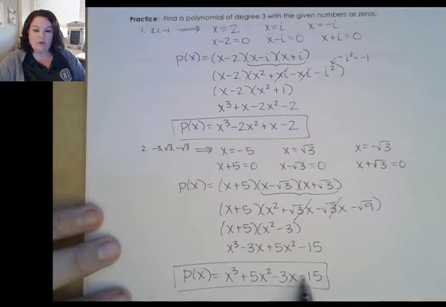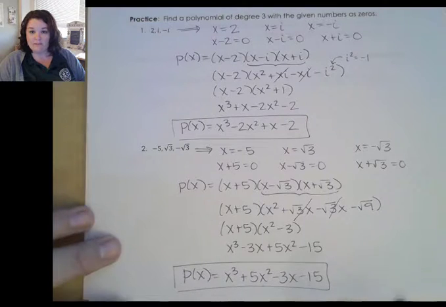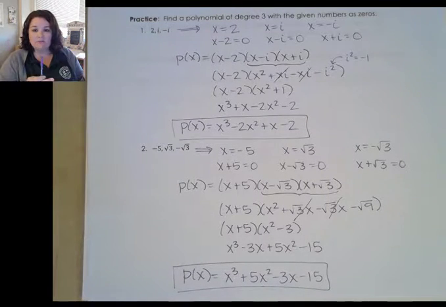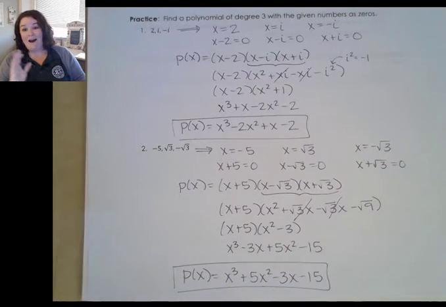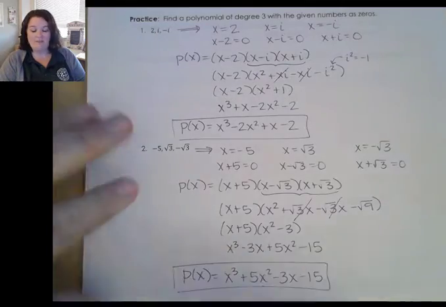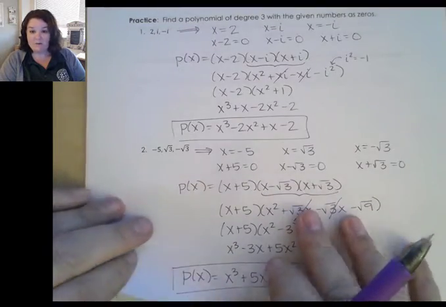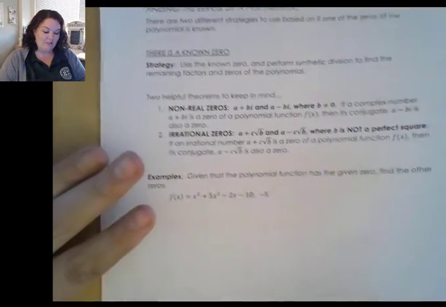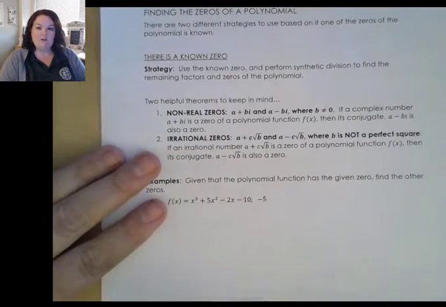Be sure to write your polynomial in descending order, meaning the highest power of x down to the smallest power of x. Okay? All right, so now we want to look at going the opposite direction and putting some of that good synthetic division that we've been learning about to good use.